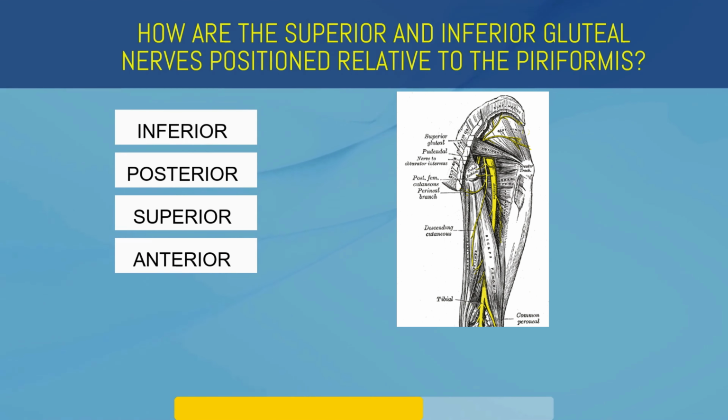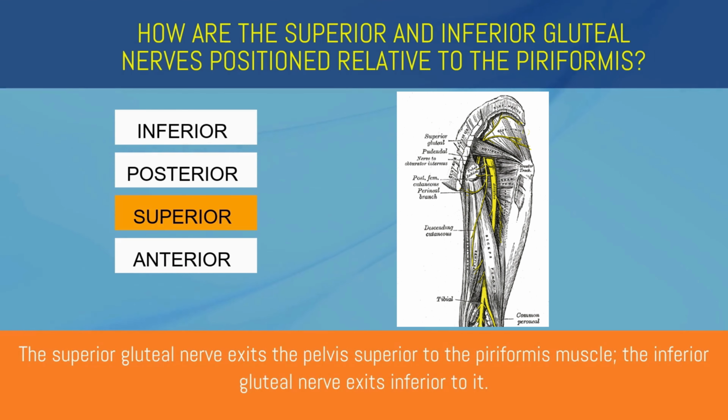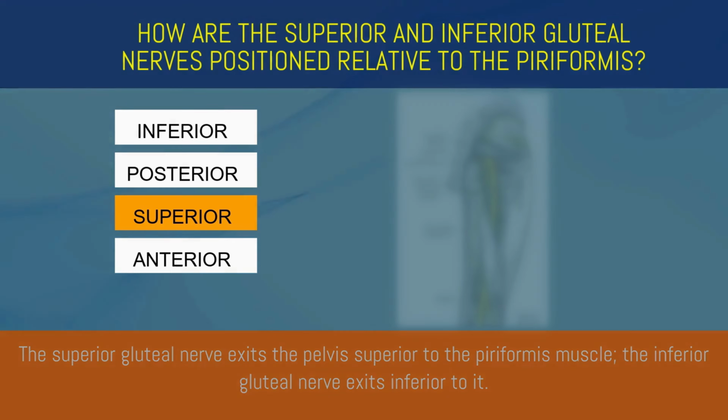Inferior, posterior, superior, or anterior? Superior. The superior gluteal nerve exits the pelvis superior to the piriformis muscle. The inferior gluteal nerve exits inferior to it.